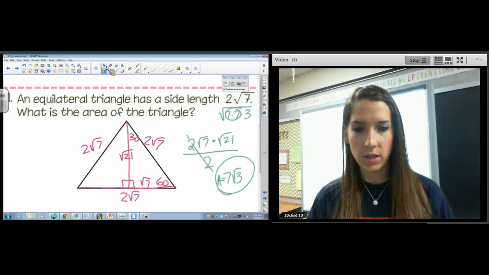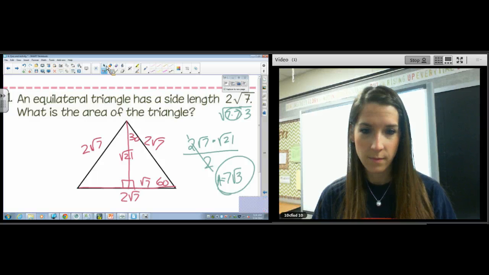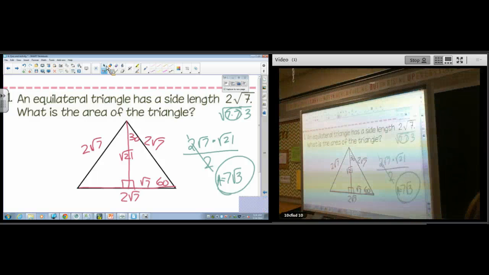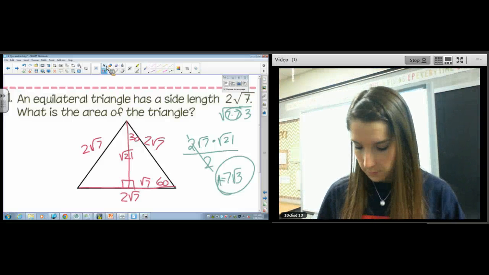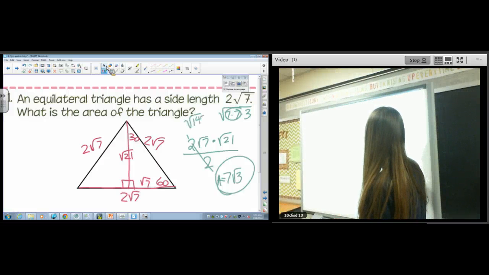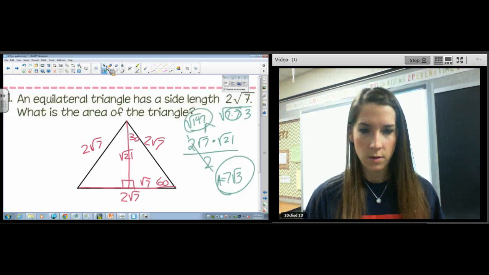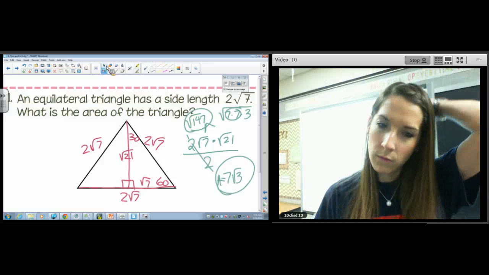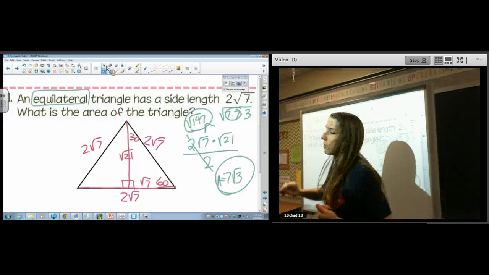How does that sound? Did y'all get 7 root 3? Is that okay? Tahani, which step do you want me to talk about? Which step did I lose you on? Seven times 21, we were factor treeing the square root of 147. That was our answer, but it wasn't our final answer. Base times height divided by 2. You have to use 30, 60, 90 when you have an equilateral triangle.